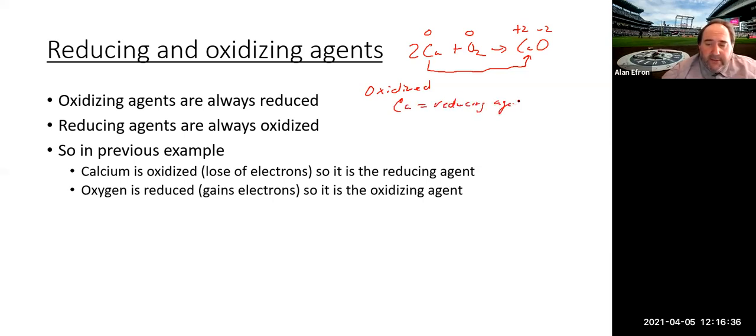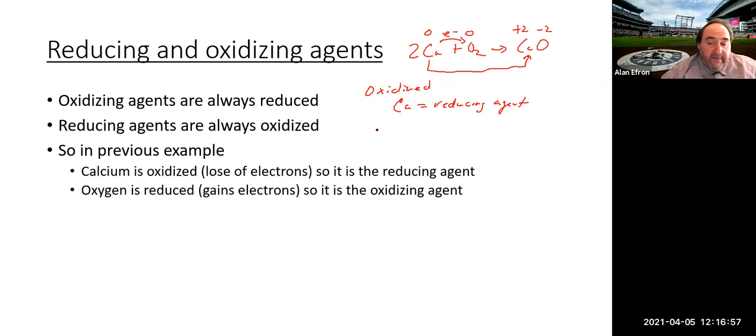So why is it the reducing agent? Well, when the calcium loses its electrons, they head over to oxygen. And by the oxygen gaining those electrons, the oxygen is now going to become reduced. So the calcium is causing the reduction of oxygen, and that is why it is known as the reducing agent.